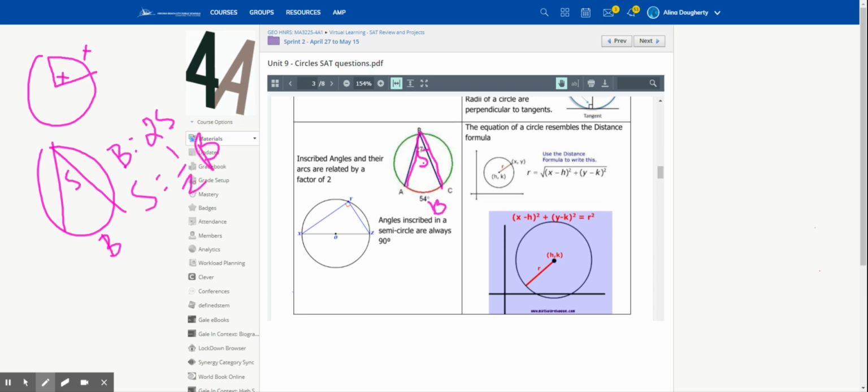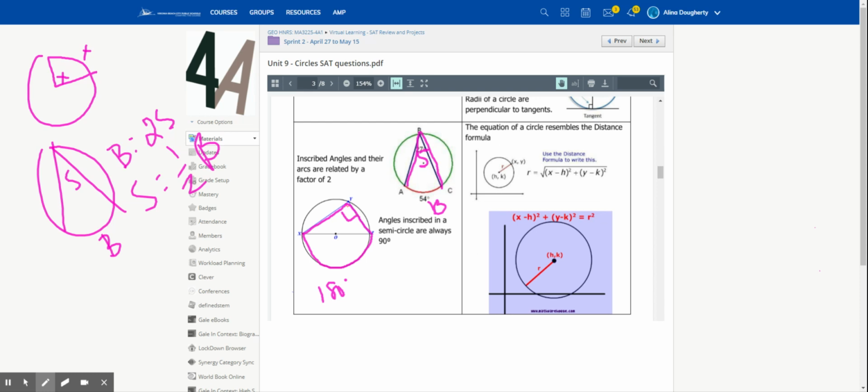So if I've got 27, that's my small angle. I've got to double it to get 54. If I know this is half a circle, so that's 180 degrees, that means my angle is going to be 90, because 180 divided by 2 is 90. So small times 2 is big, or big divided by 2 is small. Okay.